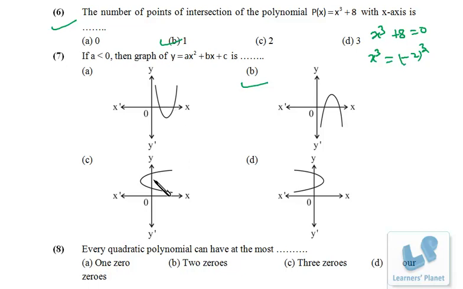In this case, this is wrong because in this case, for two values of y we are getting x as 0, which is not possible. So these two are wrong options. Okay. Now next is every quadratic polynomial can have at the most. Quadratic polynomial, that means second degree polynomial, that means maximum two zeros are possible, that we have already discussed, right?